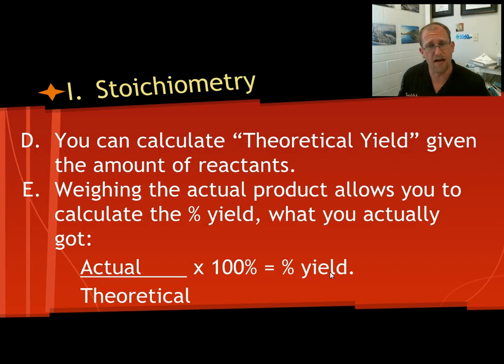It's very much like percent error. Percent error would be theoretical minus actual divided by theoretical times 100%. That'd be percent error, and you can get the one from the other really easily, and you'll see that here in a minute.